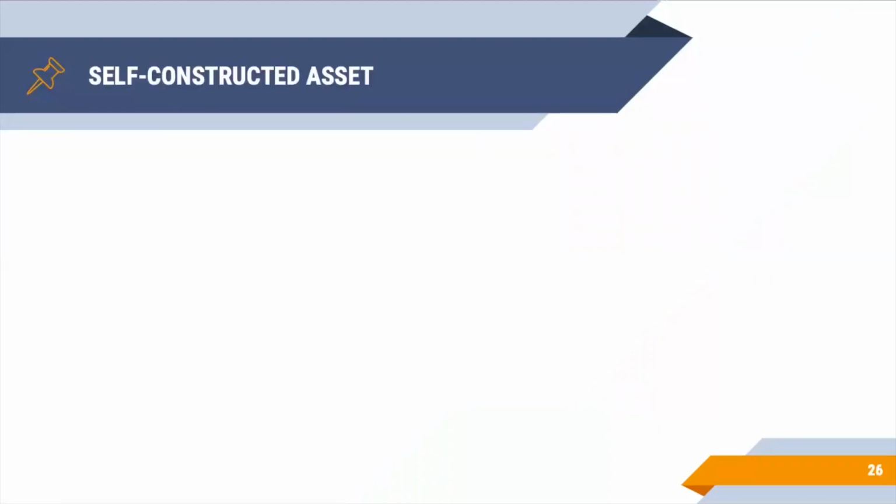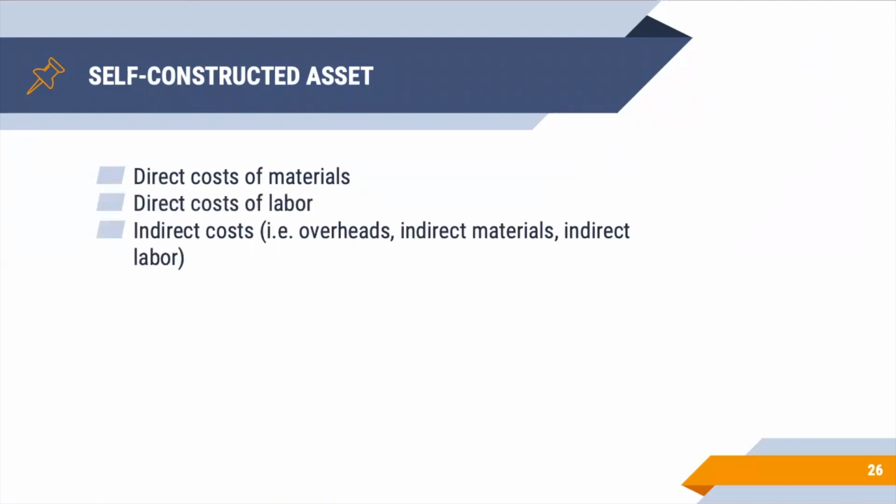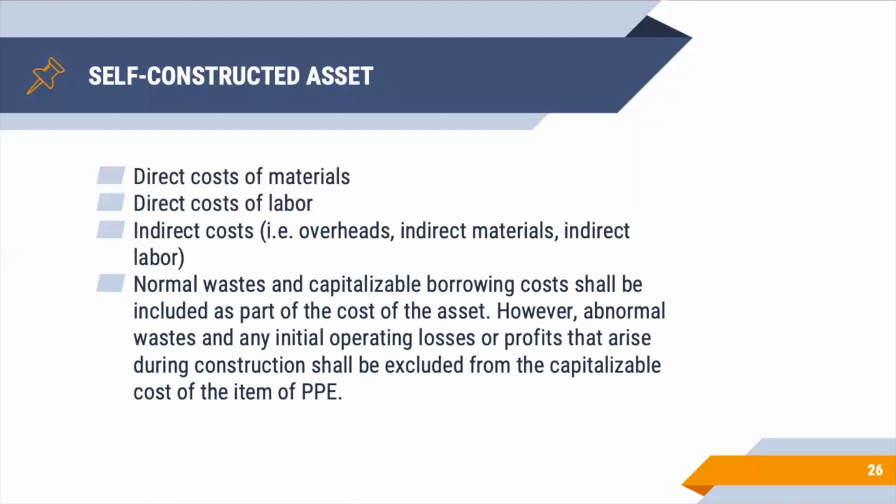What if it's a self-constructed asset? If it's a self-constructed asset, then these are the costs to be capitalized: direct cost of materials, direct cost of labor, indirect costs, for example, mga overhead, indirect materials, indirect labor. And then normal waste and capitalizable borrowing costs shall be included as part of the cost of the asset.